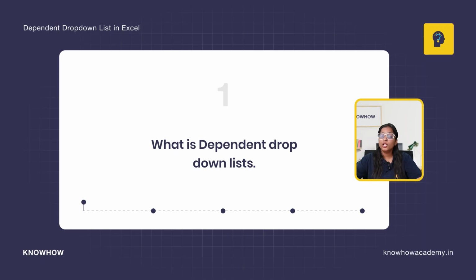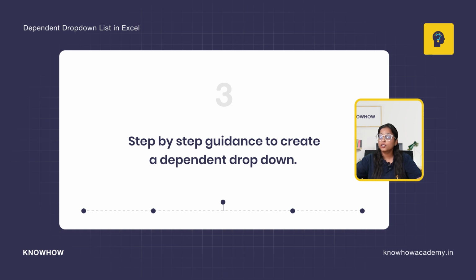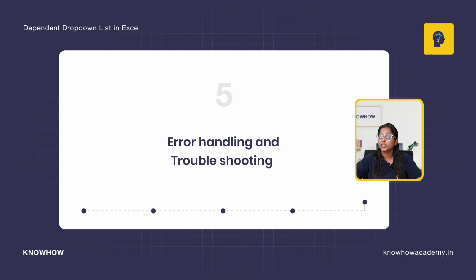Number 1. We'll know what dependent drop-down lists are. Then, we'll set up our data for dependent drop-down lists. Third, we'll look into step-by-step guidance to create a dependent drop-down. Then, we'll learn how to manage the lists for easy use. And at the end, we'll learn how to troubleshoot common issues with dependent drop-down lists.